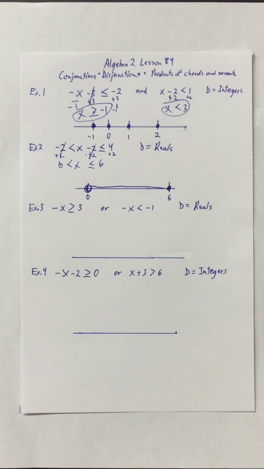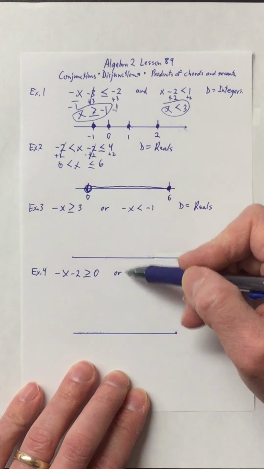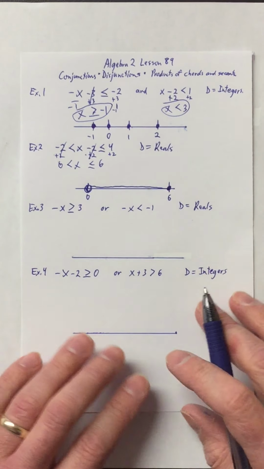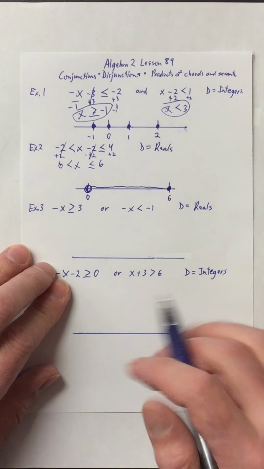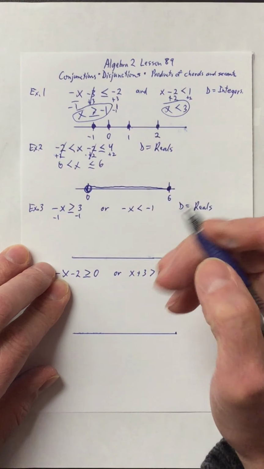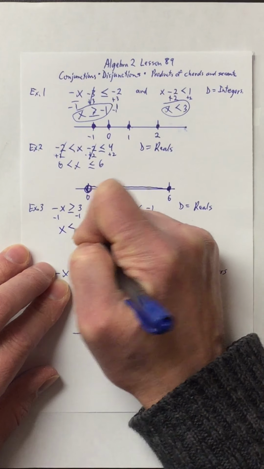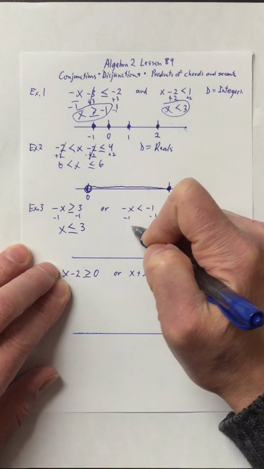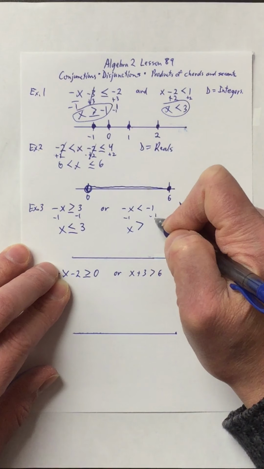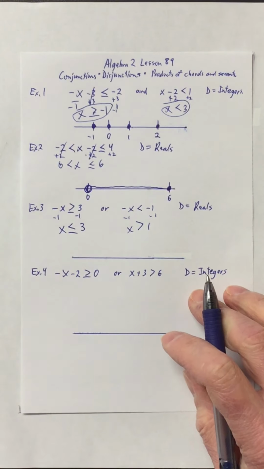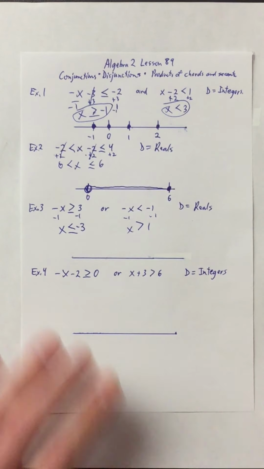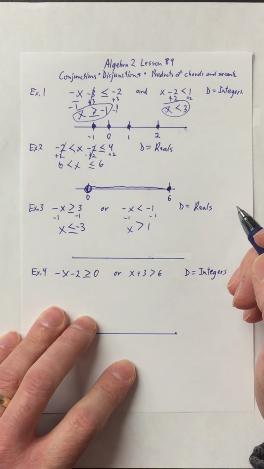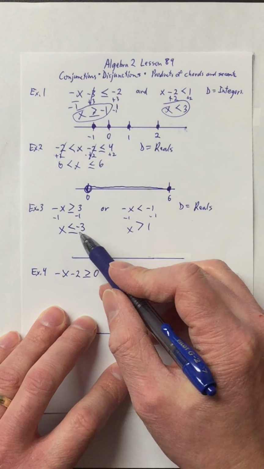My disjunction are recognized by this word or. It doesn't mean they both have to apply, just one of them has to apply to get it onto the graph. So once again, let's get x by itself. This one, I got to multiply by a negative 1, which flips my sign. So x is anything less than or equal to 3. Over here, same thing. X is anything greater than, looks like 1. Negative 1 divided by negative 1. Oh, this one's a negative 3. There we go.